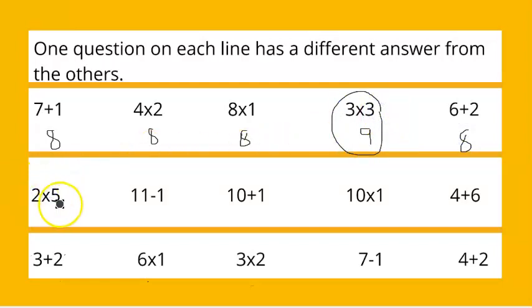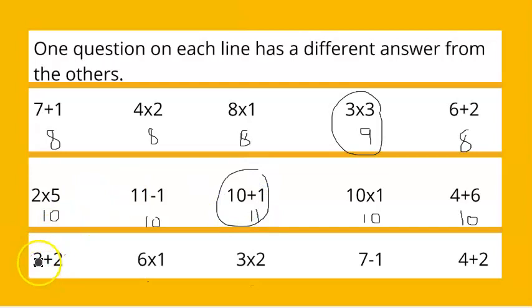Next, 2 times 5 is 10. 11 minus 1 is 10. 10 plus 1 is 11. 10 times 1 is 10. 4 plus 6 is 10. So the odd one out here is 10 plus 1.